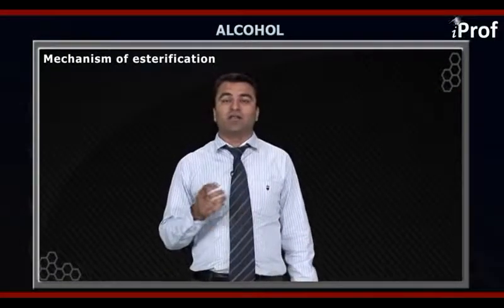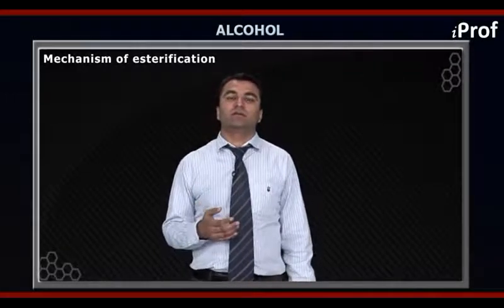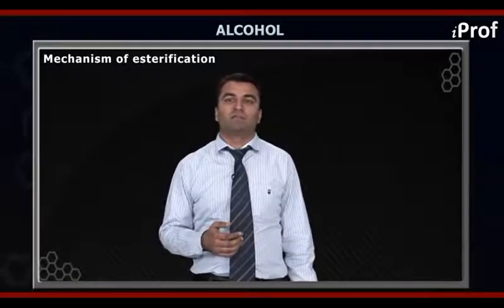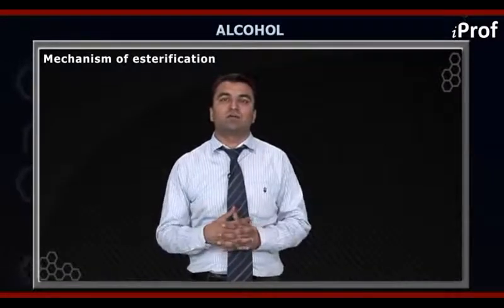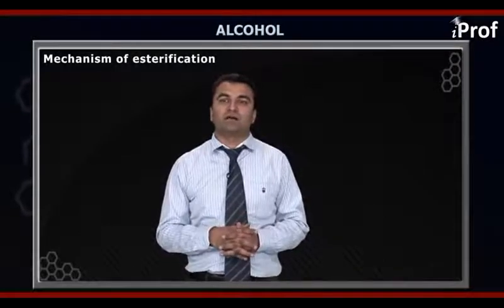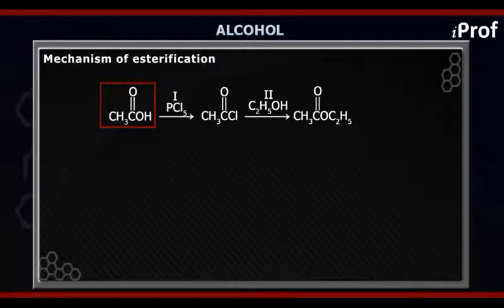Now, suppose we are using a 3 degree alcohol in this reaction. Let us understand this through an illustrative example. We have CH3COOH as the carboxylic acid, and we first convert it into RCOCl, that is CH3COCl. We add PCl3 or PCl5 or SOCl2 to RCOOH to form RCOCl. Once CH3COCl is formed, we react it with a 3 degree alcohol.